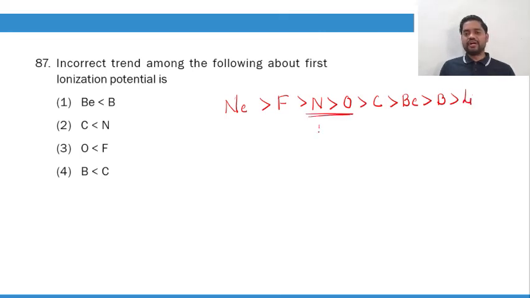Here, due to half-fill stability, right, and over here there is an ambiguity because here you have to remove an electron from a p orbital, here you have to remove an electron from an s orbital, and removing an electron from an s orbital is a bit difficult as compared to a p orbital. That's why the ionization enthalpy increases. So let's see. Beryllium is less than boron. That is the only wrong. Nitrogen is more than carbon. Yes. Oxygen is less than fluorine. Yes. Carbon is more than boron. Yes. The only ambiguity or the only incorrect trend is what? The option number 1. So 87, option 1 is the right answer.